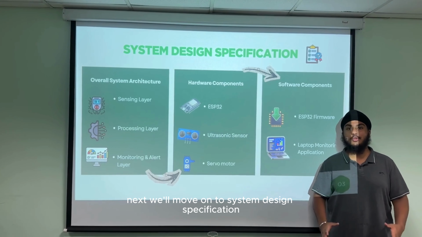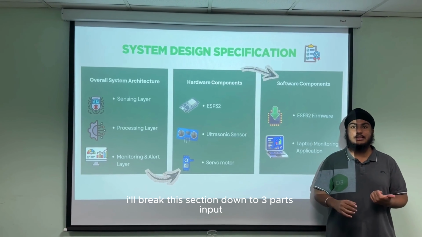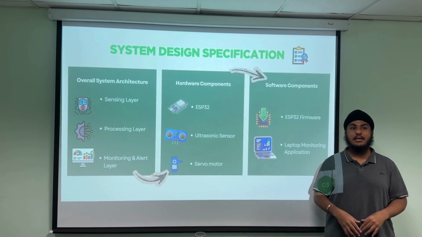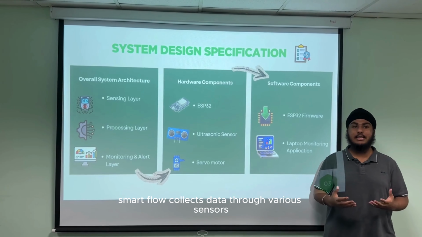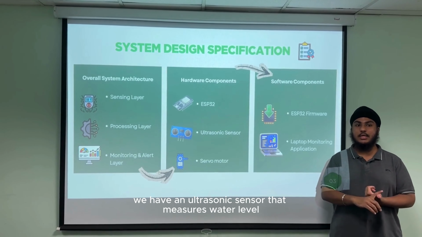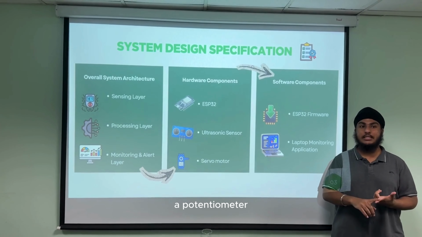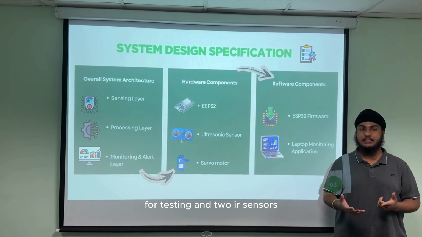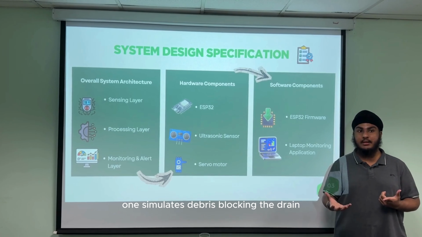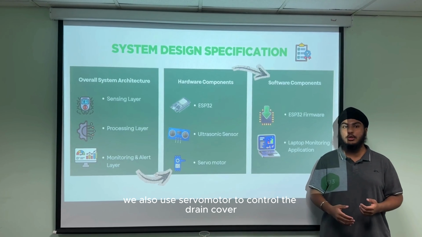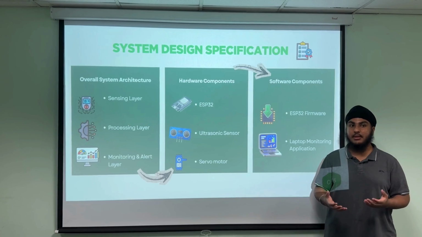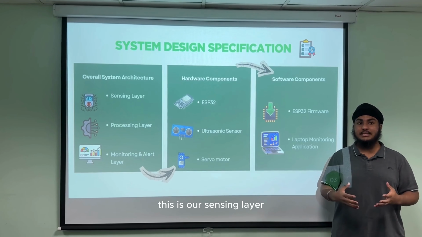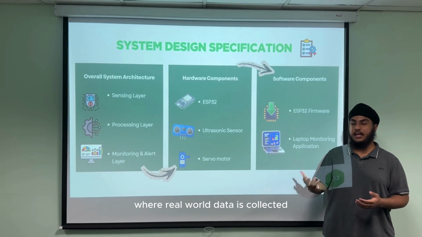Okay guys, next we'll move on to system design specification. I'll break this section down into three parts: input, process, and also output, like any engineering industry. First, let's look at input. SMARTFLOW collects data through various sensors. We have an ultrasonic sensor that measures water level, a potentiometer that simulates different rainfall intensities for testing, and two IR sensors. One simulates debris blocking the drain and another simulates waste detection. We also use a servo motor to control the drain cover, which is indicated by green when it's closed and red when it's open. This is our sensing layer, where real-world data is collected.